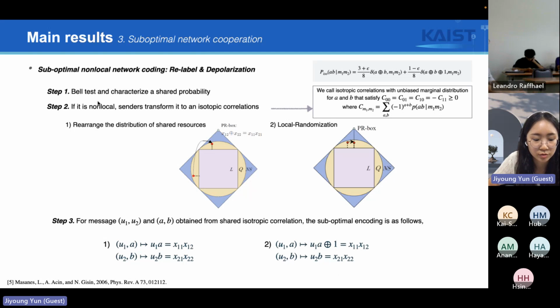So first, two senders do the Bell test, and then check if they share the non-local resource or not. And then senders transform it to the isotropic correlation using rearrangement and then local randomization. Then we can use these two suboptimal encodings. So before, we had to consider all possible encoding schemes and then calculate the maximum sum rate for quantum resource. But from now on, we can just consider these two suboptimal network codings.